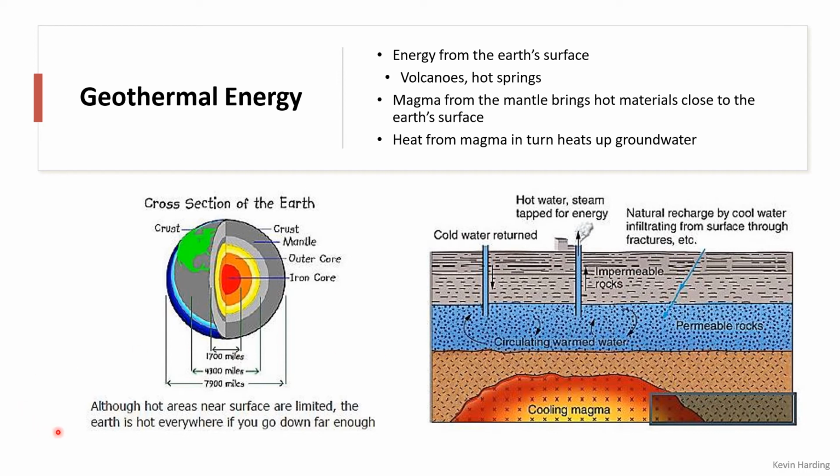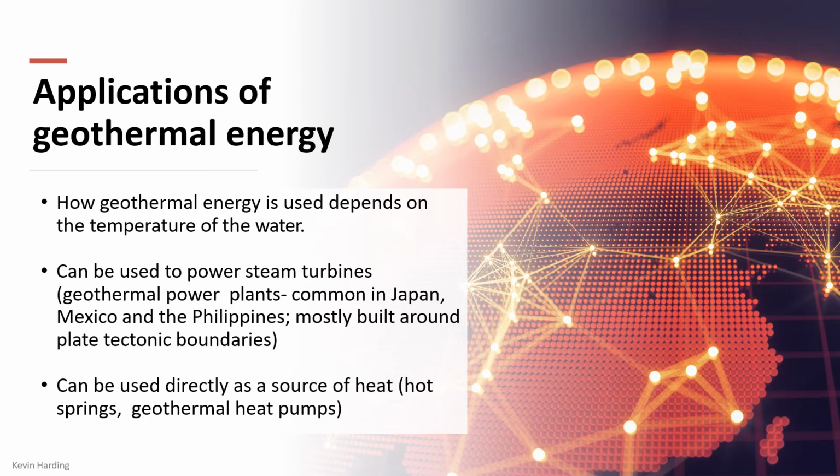The diagram on the left says although hot surfaces near the surface are limited, so that's what I've already said, the Earth is hot everywhere if you go down far enough. I don't think we've tried to go far enough down in South Africa for this to work.